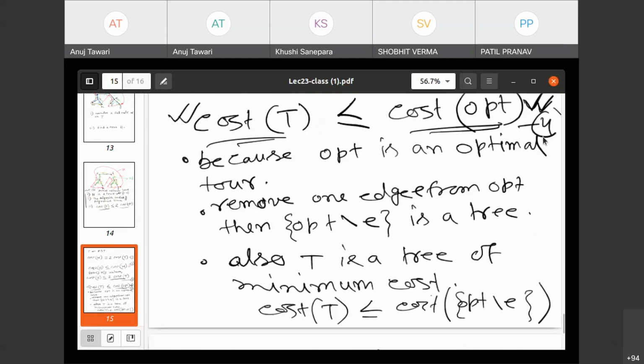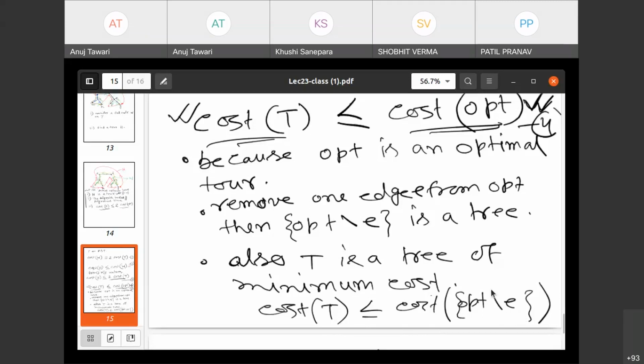So opt is an optimal tour, and we removed one edge from opt, so that opt minus e will be a tree. And we are not picking any arbitrary tree. We are picking the minimum spanning tree. So T is a tree of minimum cost. So the cost of T will be at most the cost of optimum minus e.